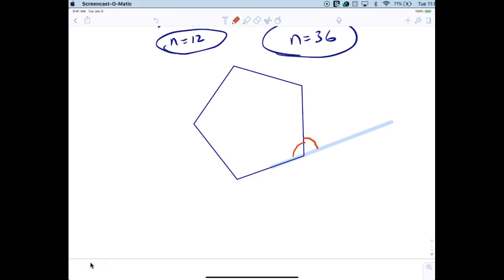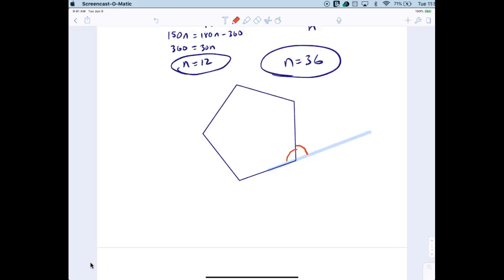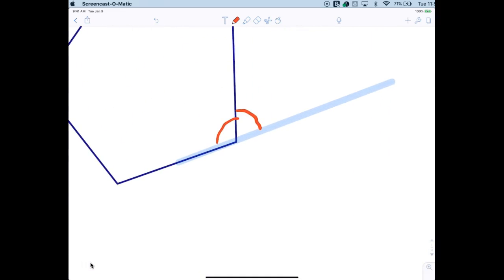So now, listen carefully. They gave me an interior angle of 150 degrees, so I put 150 degrees here, right? So what's the exterior angle? 30. Do you agree with me? Now, the exterior angles always add up to what? 360, right? So if the exterior angle is 30, then 360 divided by 30 gives me the number of sides. So 360 divided by 30 is what?